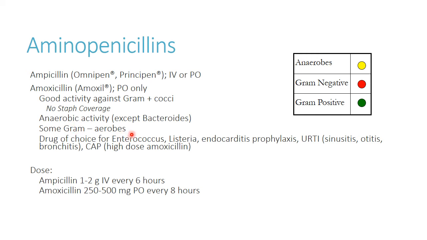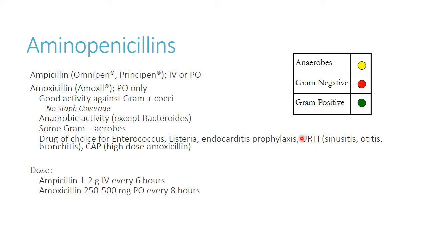But the nice thing here is that you can use this as a drug of choice for things like enterococcus. Use this for things like listeria, endocarditis. What is endocarditis? Yeah, it's an infection of the heart valve, essentially. So we'll talk about endocarditis a little bit later. But you can use this for prophylaxis to actually prevent an infection due to certain gram-positive bacteria.